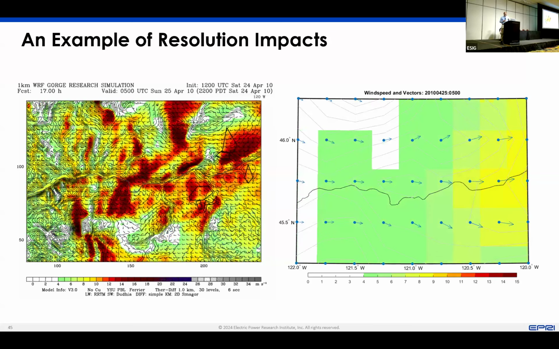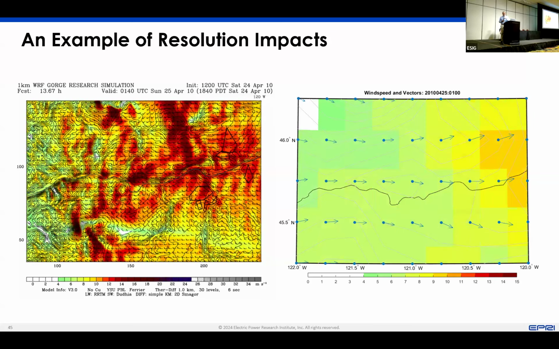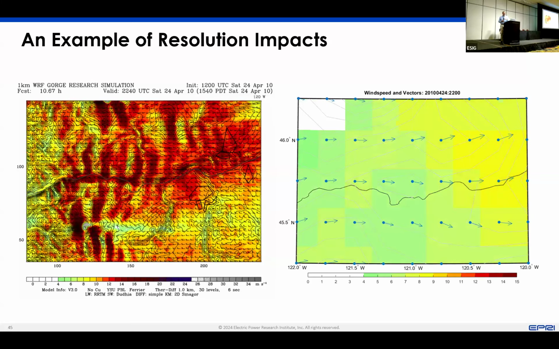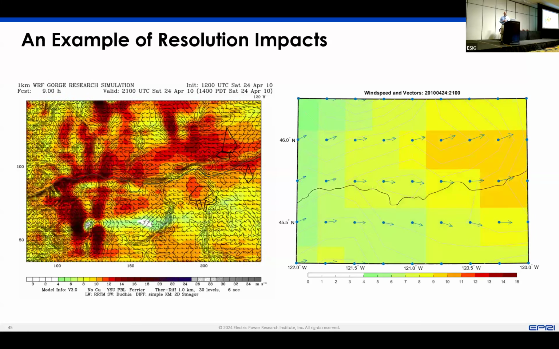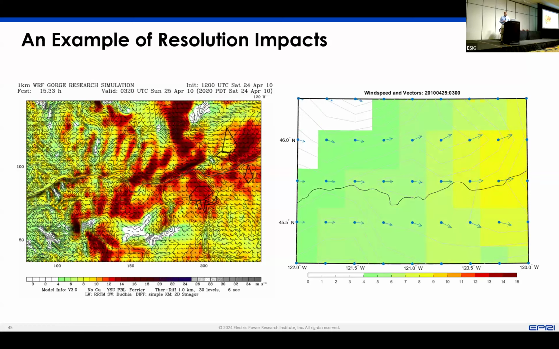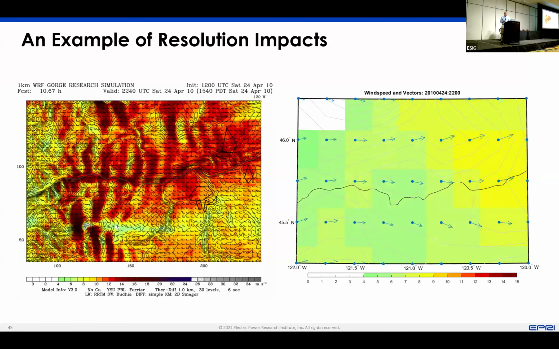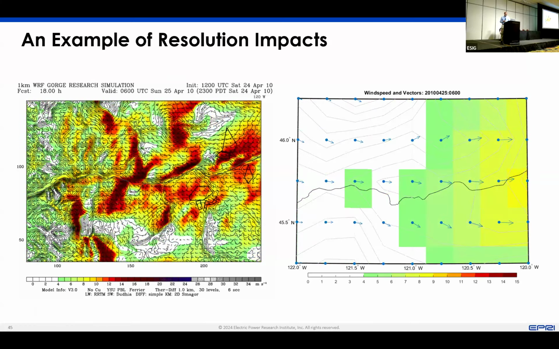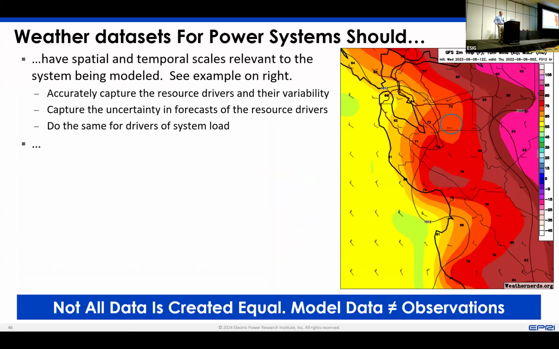So you can imagine if you were to use this data to predict your wind generation from all of those wind farms, you're not going to get the right numbers. And this is really important for people to understand. So I'm going to show another example of this, again really hitting this home. We need to have spatial and temporal scales that are relevant to the system that's being modeled.